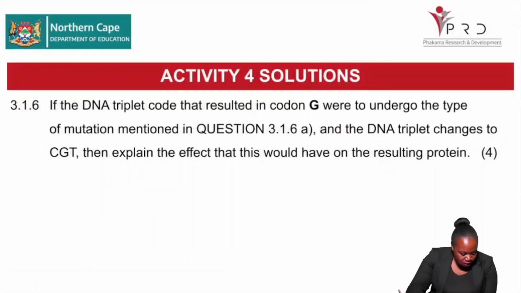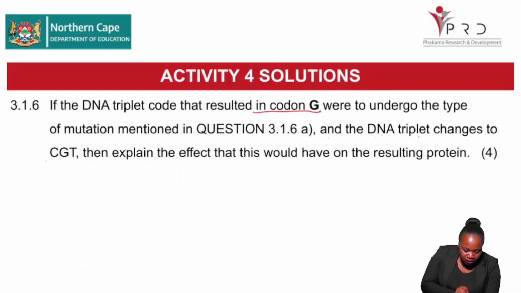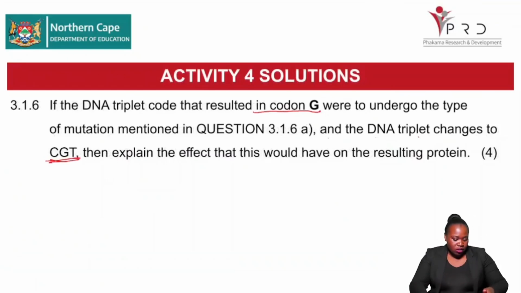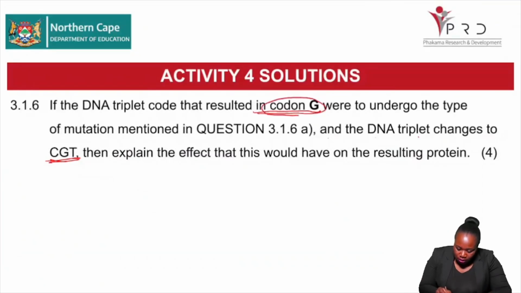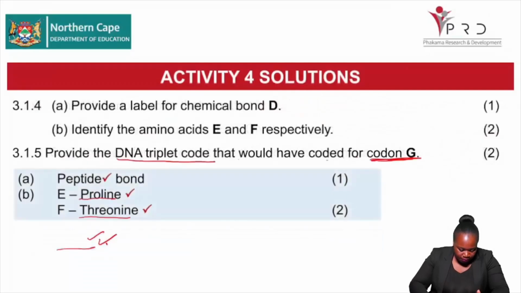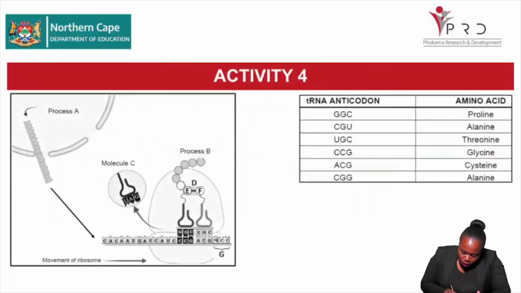Okay, let's have a look at the last question, 3.1.6. It says, if the DNA triplet code that resulted in codon G were to undergo a type of mutation that was mentioned in 3.1.6a, and the DNA triplet changes to CGT, then explain the effect that this would have on the resulting protein. Right, now, if codon G, let's have a look at codon G once again. Codon G is GCC. This is the codon. What is the anticodon?